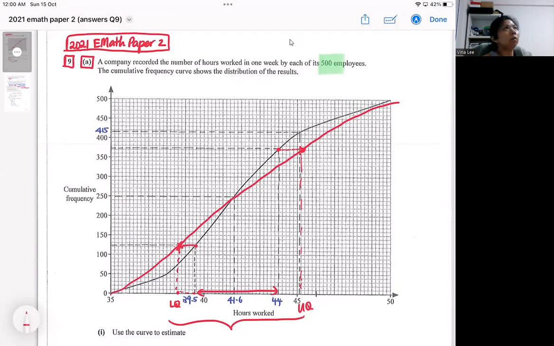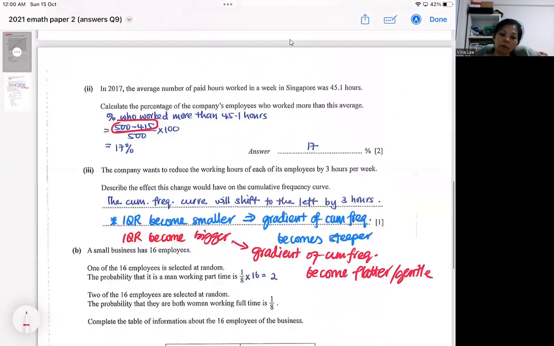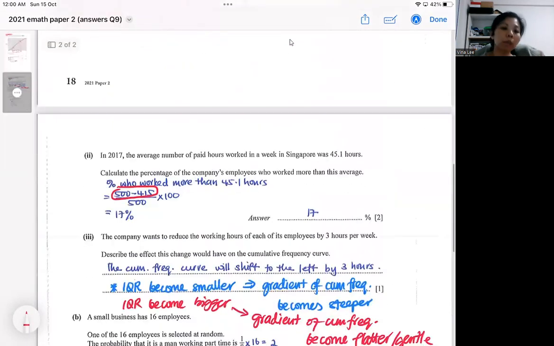So they can ask you for a variety. The shifting, when the median changes, is the easiest. Median increase: the graph is a horizontal shift to the right. Median decrease: the graph is a horizontal shift to the left. But when the interquartile range changes, it will affect the steepness of the cumulative frequency graph. So do take note of this.